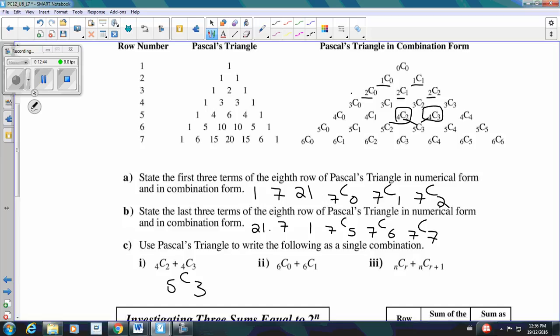6 choose 0, 6 choose 1. Well, that's representing these numbers here. When I add them together, here I got 7, and I know 7 was 7 choose 1, so this would be 7 choose 1.